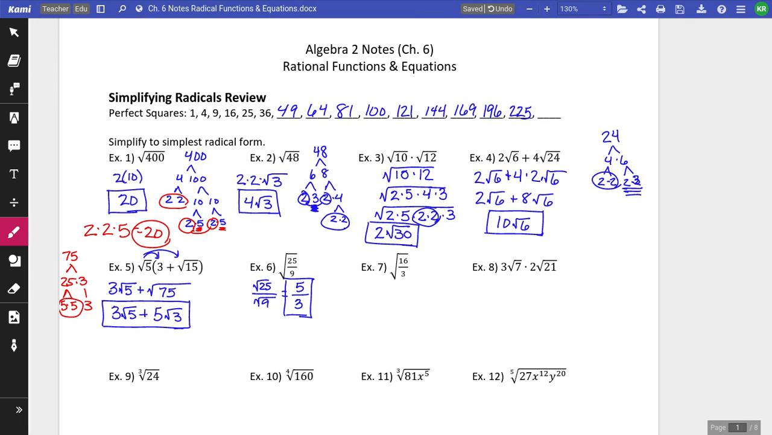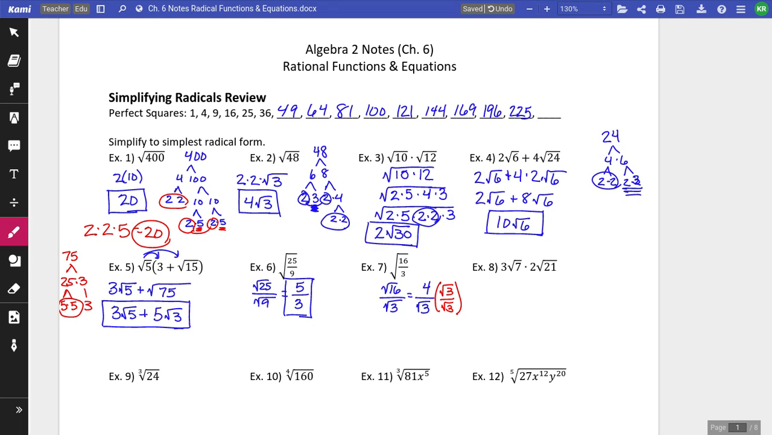Okay, number 7, same kind of thing. I'm just going to split this apart so I can go square root of 16 over square root of 3. Well, square root of 16 is 4, and then over square root of 3. Okay, now there's an algebra rule that says you cannot leave a radical in the denominator. So we need to rationalize. So we're going to rationalize by multiplying by root 3 over root 3.